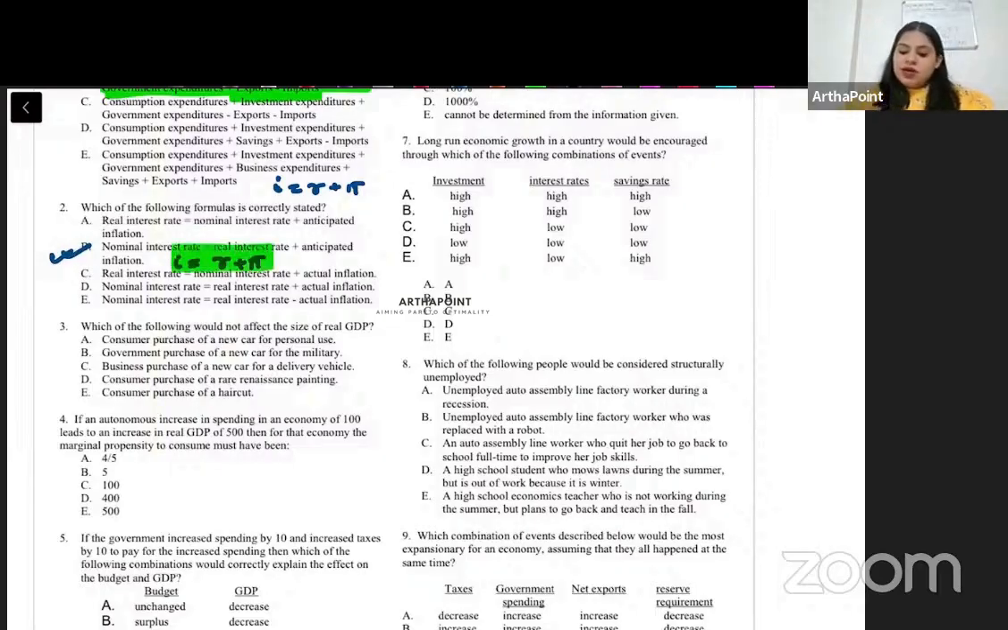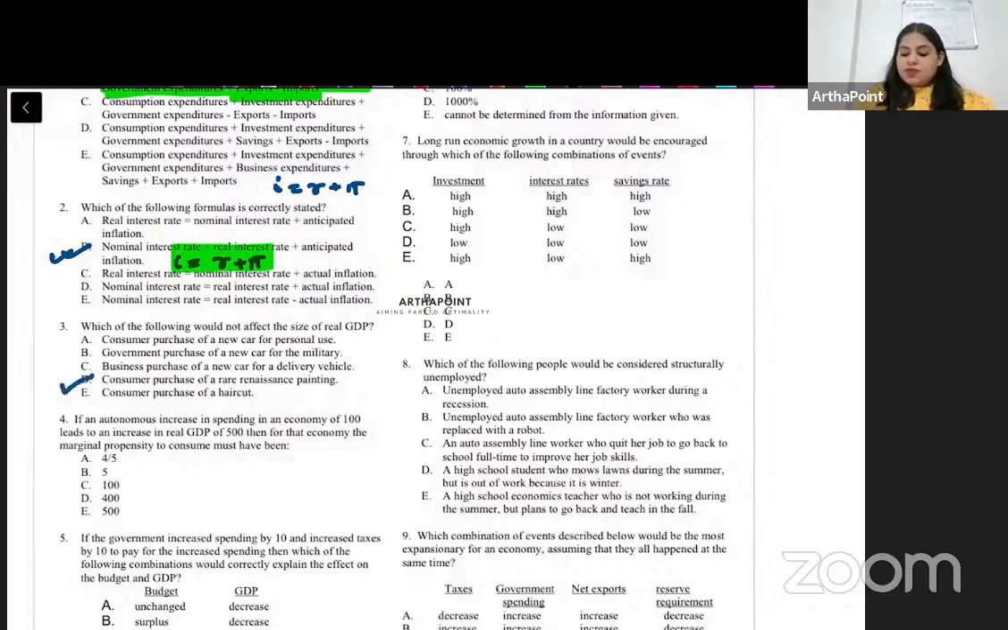But come to the third part. Which of the following would not affect the size of real GDP? So when we talk about real GDP, GDP itself is not affected whenever you have the sale of any second-hand commodity, right? So sale of new car, no. But look at the D option, consumer purchase of a rare Renaissance painting. Yes, that is not going to affect the real GDP of your economy. So D is the correct option.